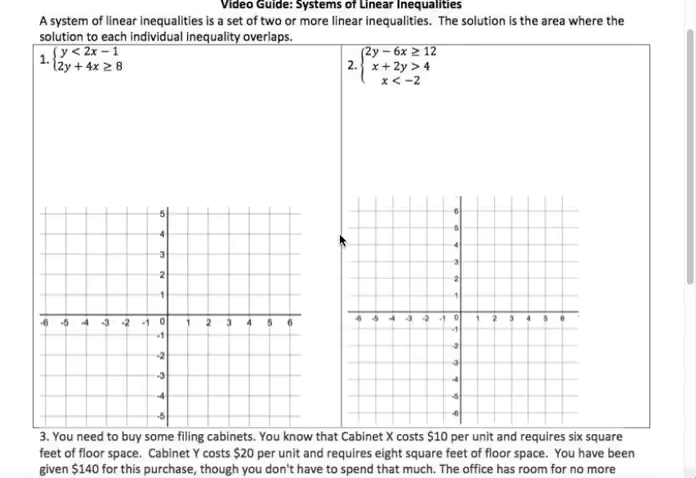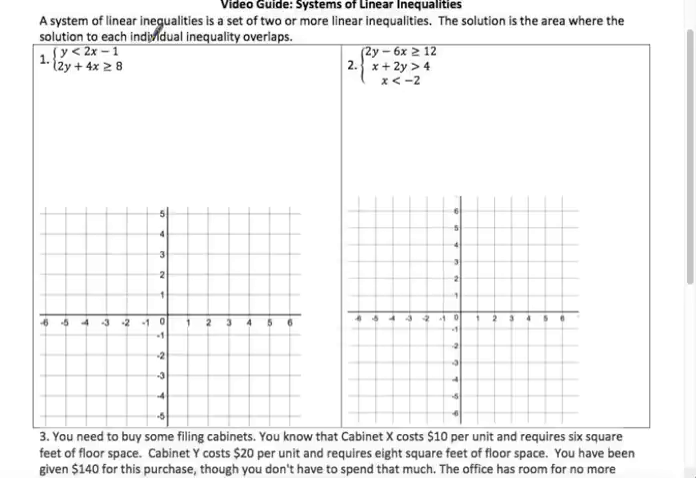So we're going to discuss systems of linear inequalities. Last week we looked at systems of equations where we had two equations and the solution is the points where the two lines intersect. When we graph an inequality, each inequality creates a shaded region, and the solution to the system is where the two shaded regions overlap.